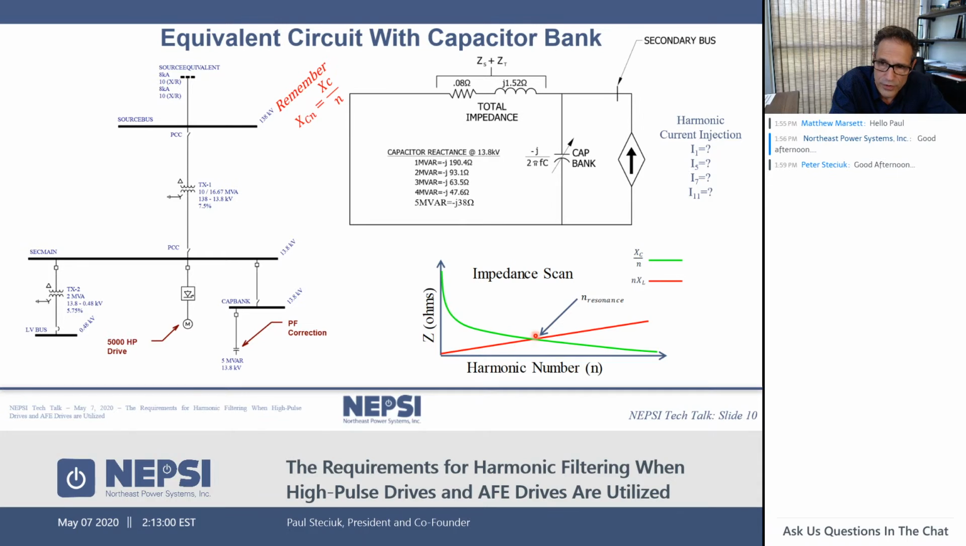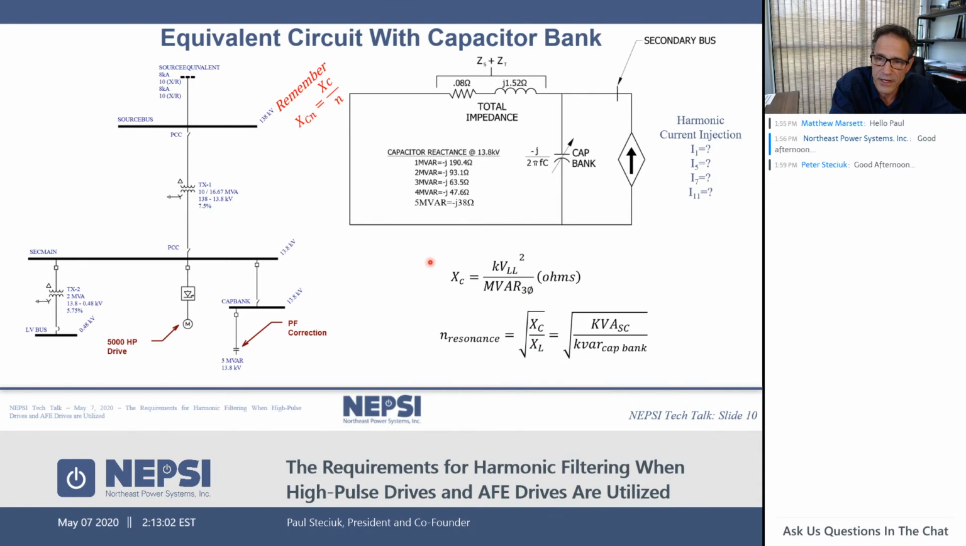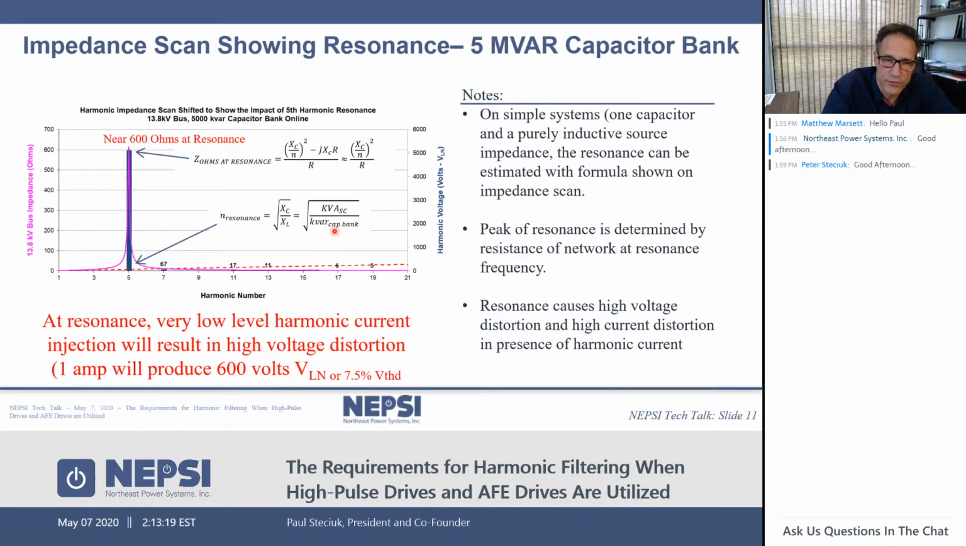There's a crossover point, and that's called resonance. And that's easily calculated utilizing these equations here. We have XC, the capacitive reactance, equal to the line-to-line voltage squared divided by the megavars of the capacitor bank. And we have a situation here where with 5 megavars on in this system, we have a resonance right at the 5th. The resonance created by the capacitor and the inductive reactance creates a high impedance.